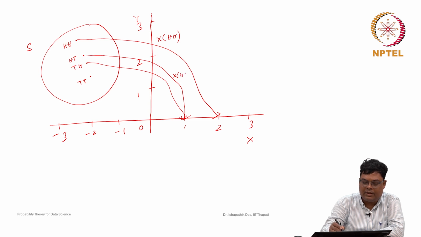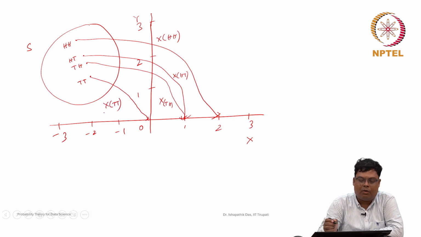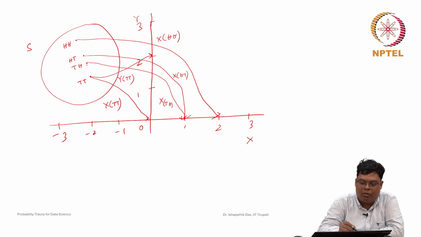And then TT goes to 0. So, it is X of TT. Now, what about the random variable Y? For the random variable Y, Y of TT is 2. So, this is going to here, this is Y of TT, and both are going to 1 here on the y axis. This is 1, this is also 1.